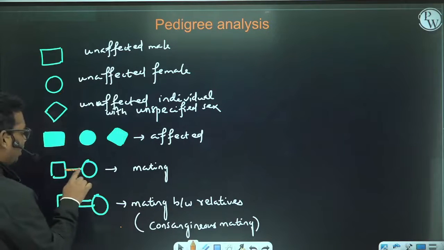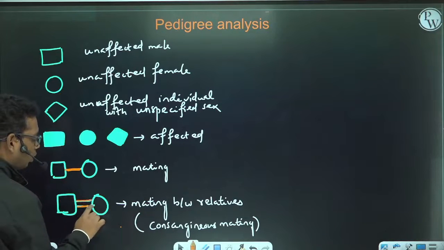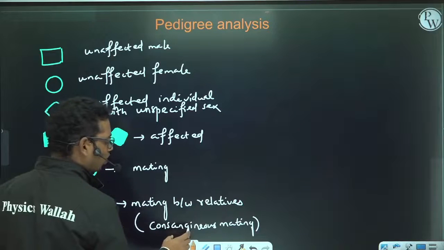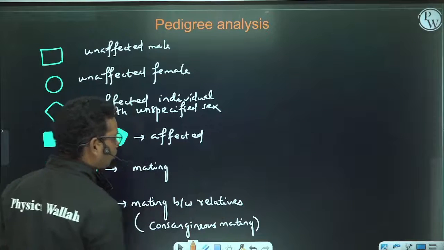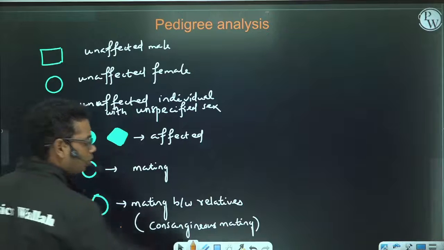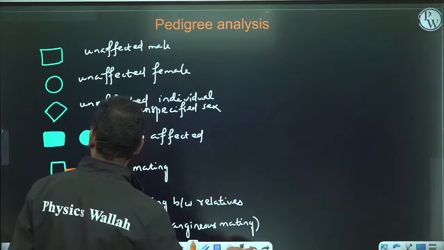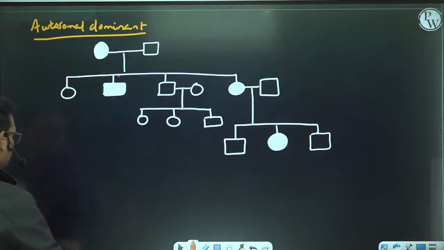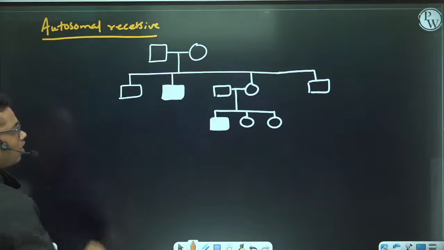Now this line indicates marriage, mating. These two lines indicate mating between relatives, and mating between relatives is known as consanguineous mating. Now, these two are the diagrams which are given in the NCERT. Let me explain this part to you.